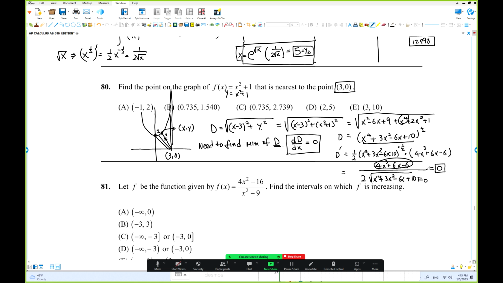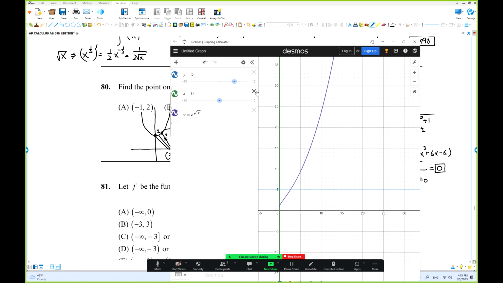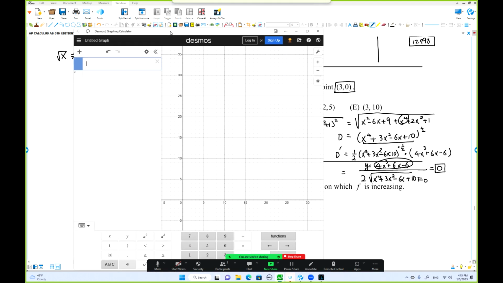Okay, now let's find, we're going to use my calculator again to make it 0. Now make a graph of this one, for what value of x it is 0. So y equals 4x cubed, not squared, x cubed plus 6x minus 6. For what value is that 0?